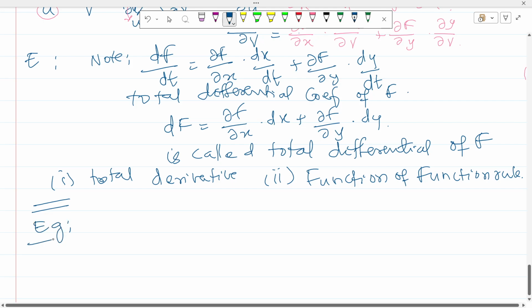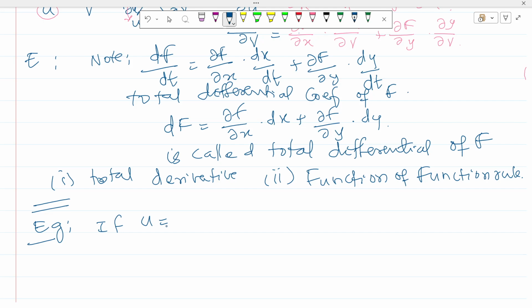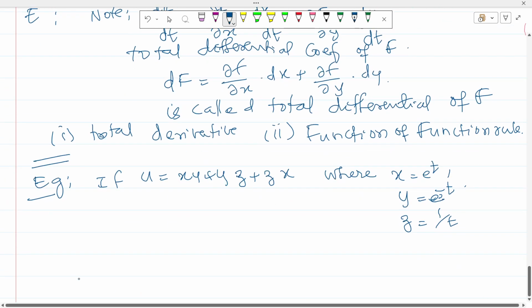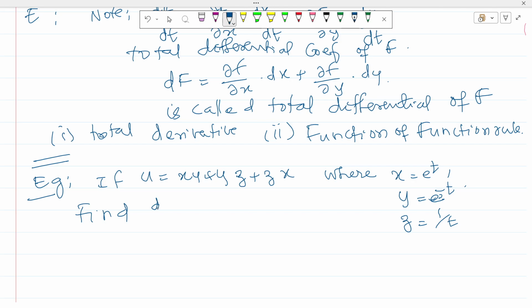See, for example, in case u equals xy plus yz plus zx, where x equals e power t, y equals e power minus t, z equals 1 by t. Then find du by dt.